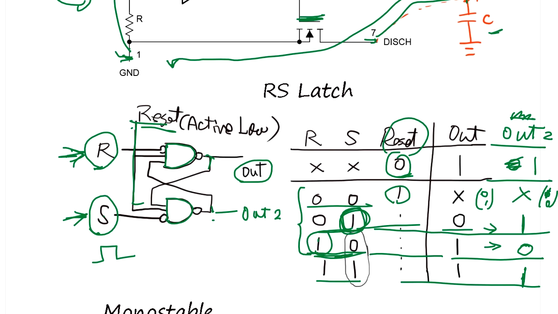Okay, or both are 0. That means it retains the last result. So if the last result is this, then this is going to be 0, 1. If the last result is 1, 0. So it's a memory. So a latch is a memory. It memorizes the last state, the logic state. And how to change the logic state is set or reset.